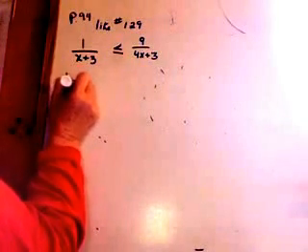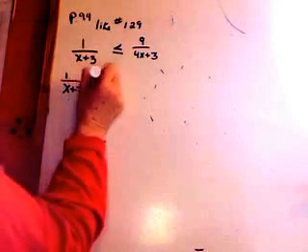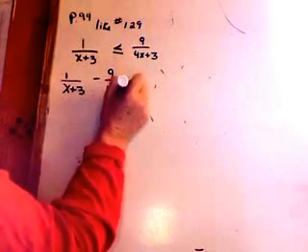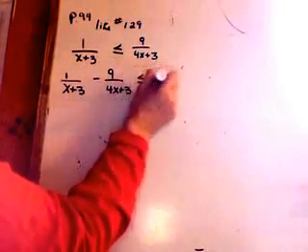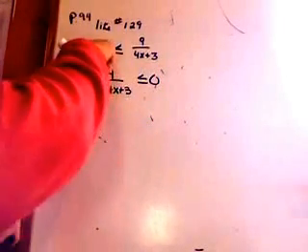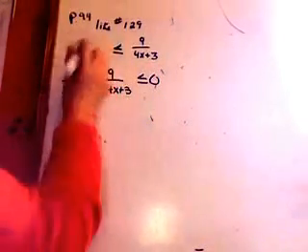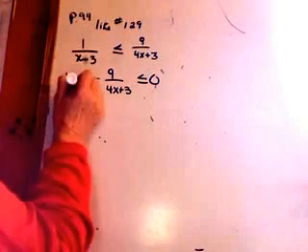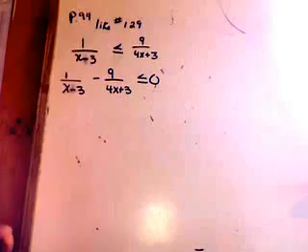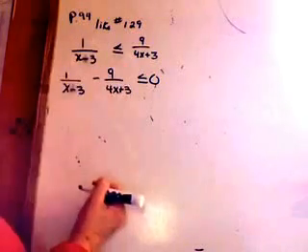1 over (x+3) minus 9 over (4x+3) less than or equal to 0. And you know what? I wanted this one to be x minus 3. I copied it out of the book wrong. Sorry about that. Okay, so now, how do I solve this? Well, let's get this to be one fraction.